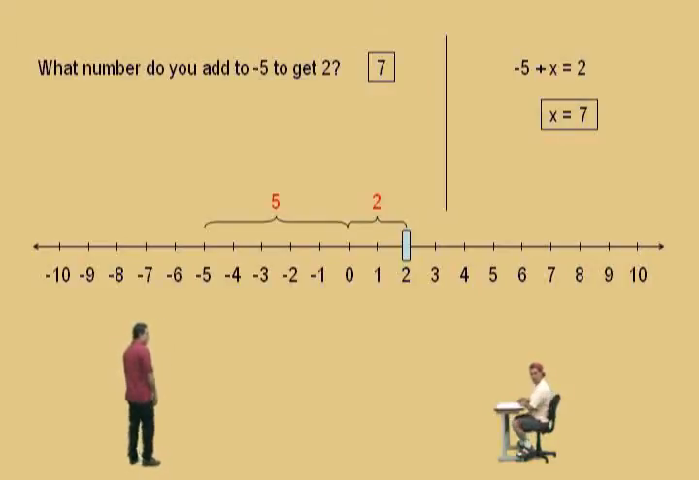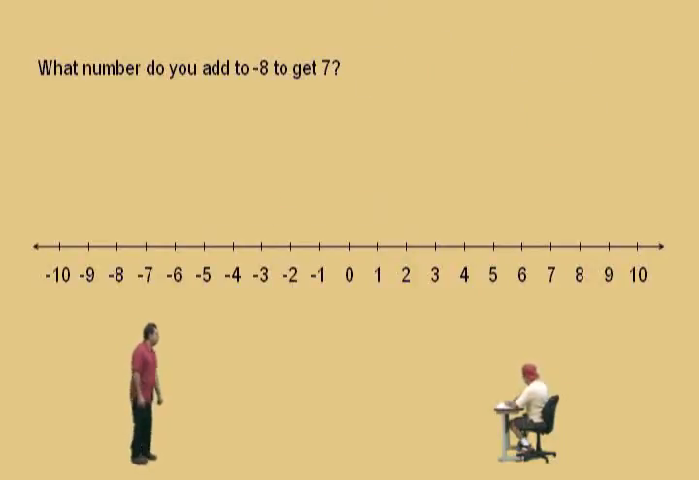All right. So here's another problem, Charlie. What number do you add to negative 8 to get 7? Okay, let's do it in the number line. We're going to start at negative 8, and we're going to move to the 0. How many spaces do we move, Charlie? 8. That's right, 8. Now, take a break.